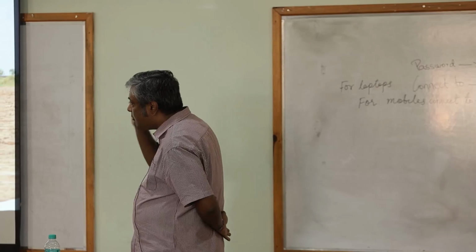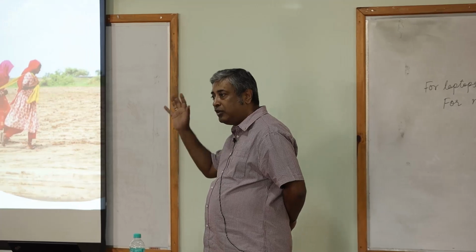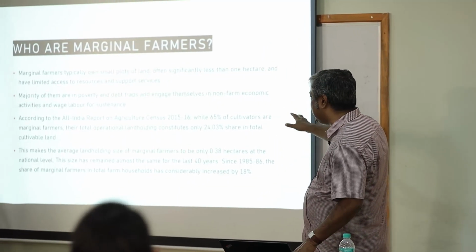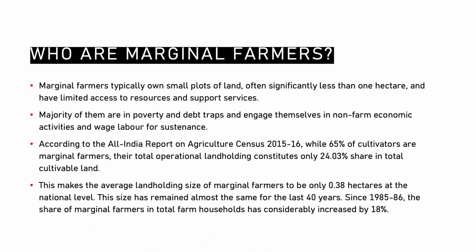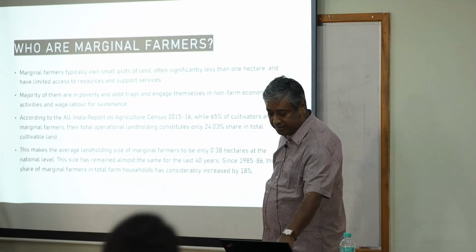So we did a study on marginal farmers. Marginal farmers are people who have less than 1 hectare of land, and we looked at their situation in terms of earning. Has it actually changed? Typically small lands and so on and so forth. Let's look at the data. Another thing you have to understand: 65% of all cultivators in India are marginal farmers, but less than 25% of the land is owned by them. Their average land holding is only 0.38 hectares, and it has remained constant over the last 40 years, even though their numbers have increased. So they are in a very bad situation in that way.